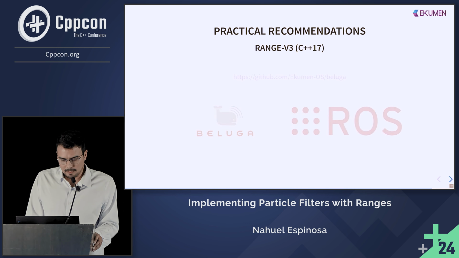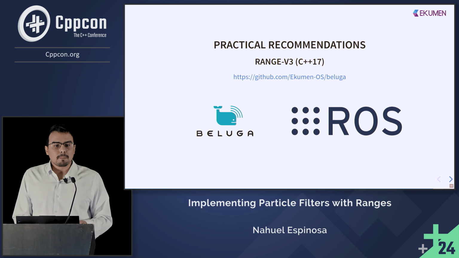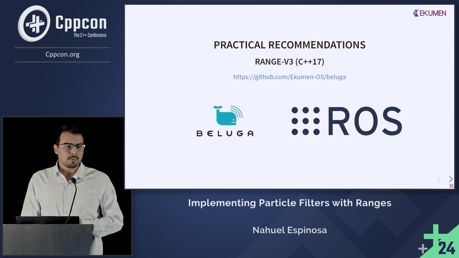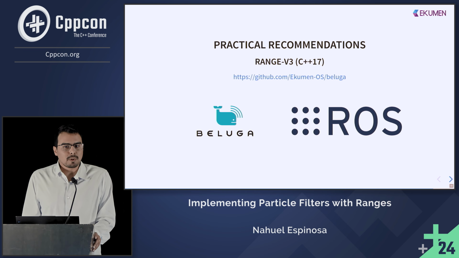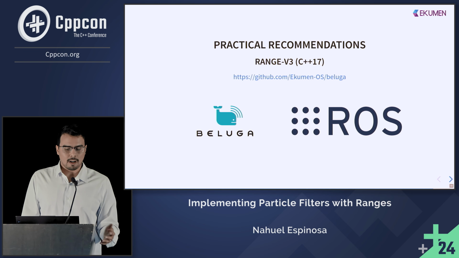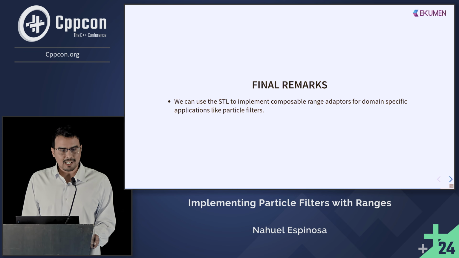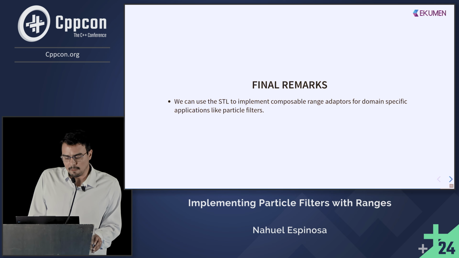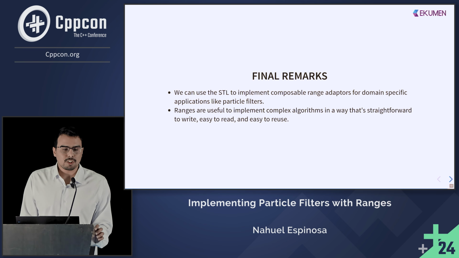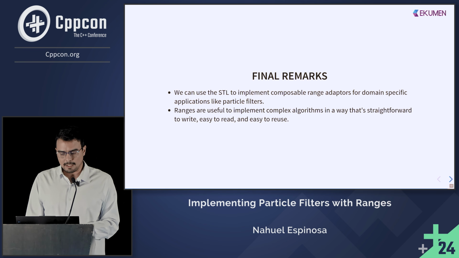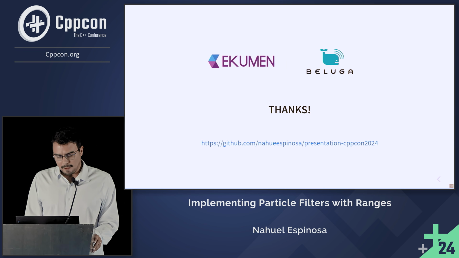So yeah, if you want to see a more complete example of some of these ideas, we have a project called Beluga, which is an open source implementation of MCL algorithms. And it is compatible with widely used robotics frameworks like ROS and ROS2. And some final remarks. We can use the STL to implement composable range adapters for domain-specific applications like particle filters. And ranges are useful to implement complex algorithms in a way that's straightforward to write, easy to read, and easy to reuse. Thank you all for listening.